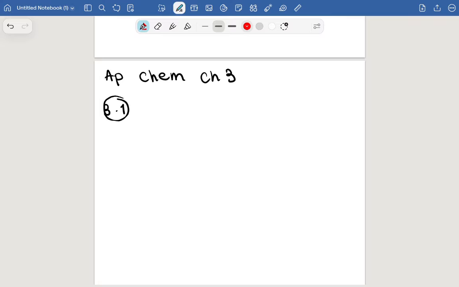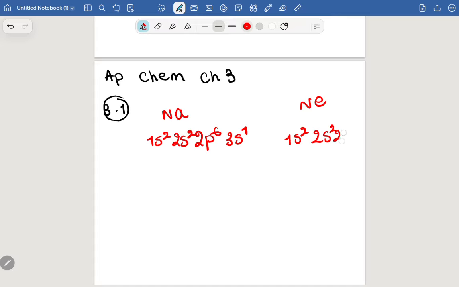First of all, take any regular atom. For example, let us take sodium, Na. Let's write its configuration: 1s2, 2s2, 2p6, 3s1. This is the configuration of Na. Now, take the nearest noble gas to Na, for example, neon. It would be 1s2, 2s2, and 2p6.